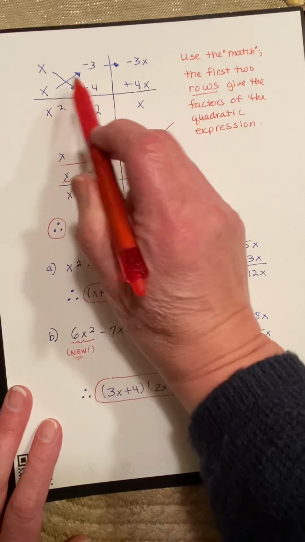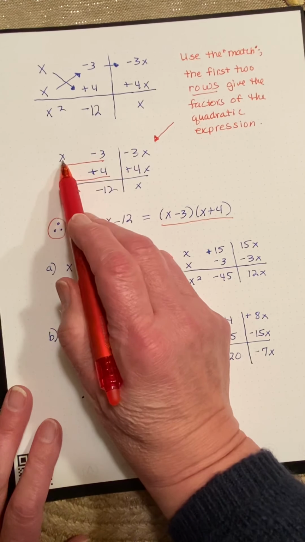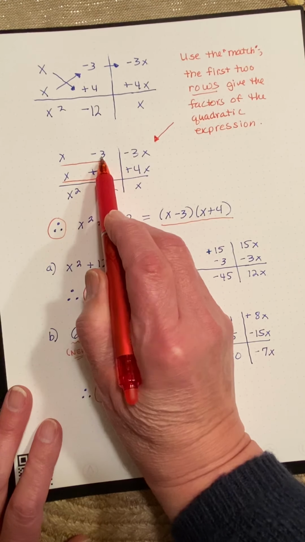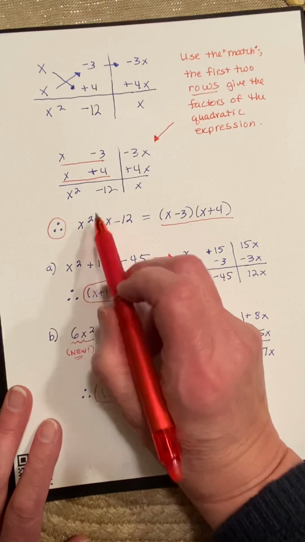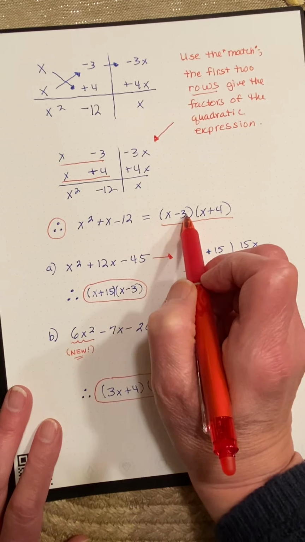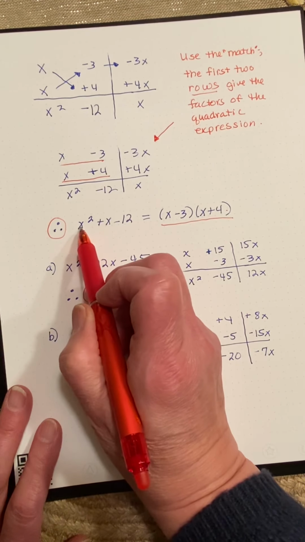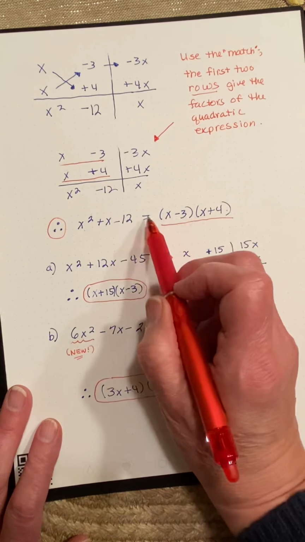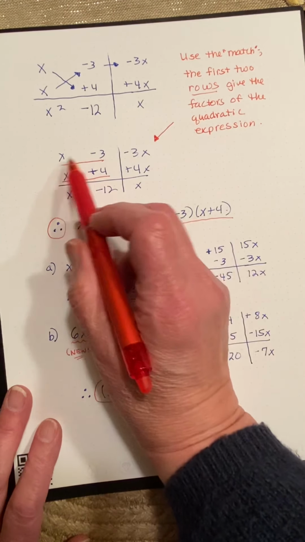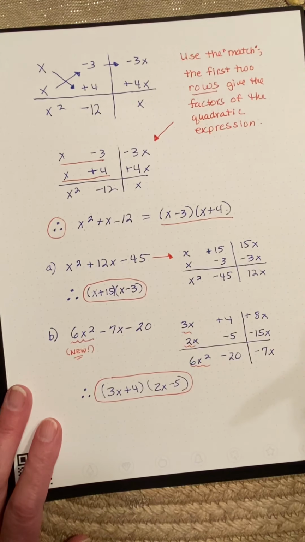So now I'm not going to look at the crosses. I'm just going to go straight across. So that's x negative 3 and x positive 4. So x negative 3 times x positive 4 is the solution to x squared plus x minus 12. When you factorize it, it is x negative 3 times x positive 4.